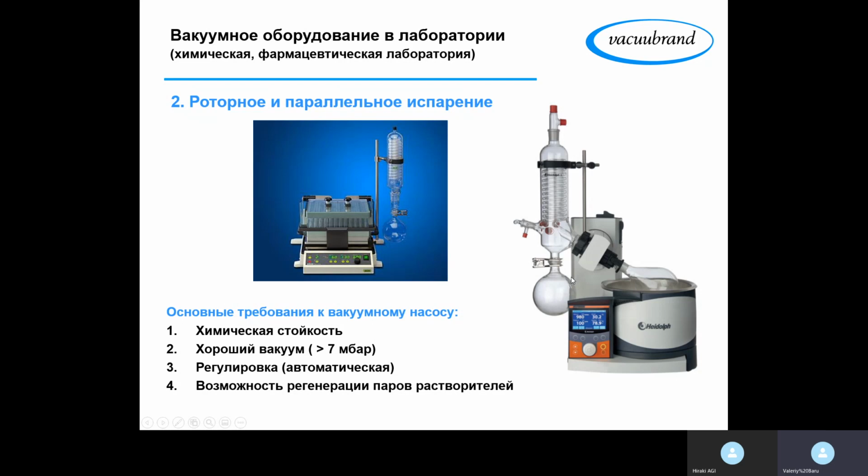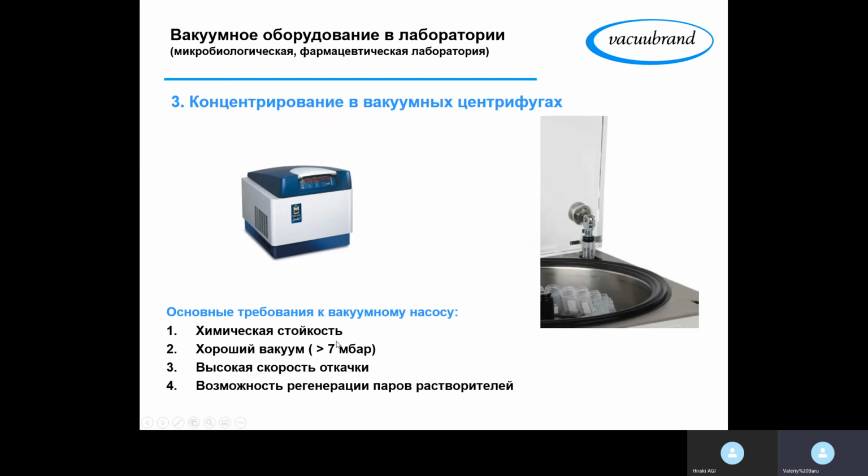Of course, in this case, we need vacuum regulation, vacuum control, in order to do the evaporation at a certain vacuum, so as not to overboil the substance. And, of course, we need the regeneration of the solvent, because we want to collect, for example, the ethanol that we evaporated from the evaporating flask.